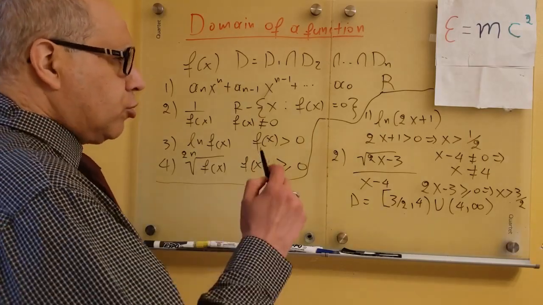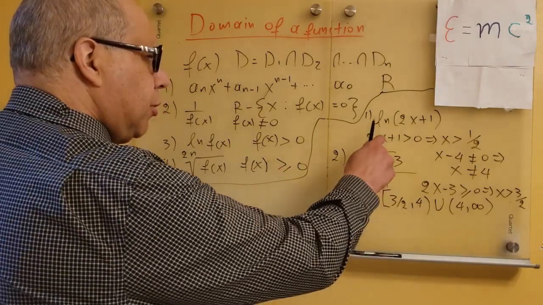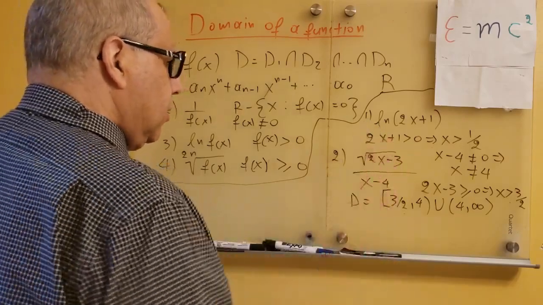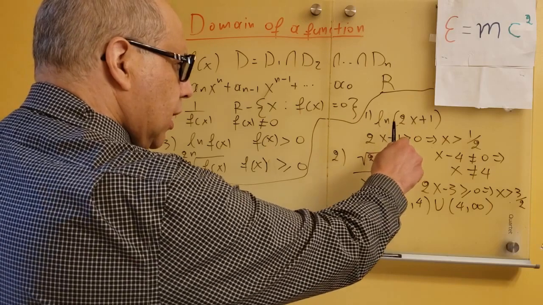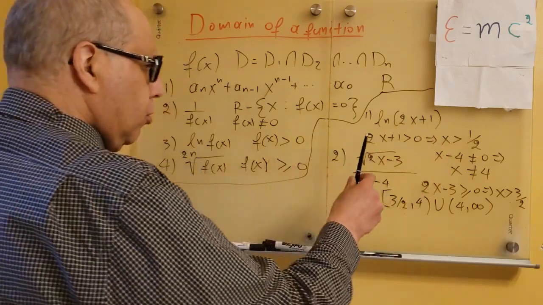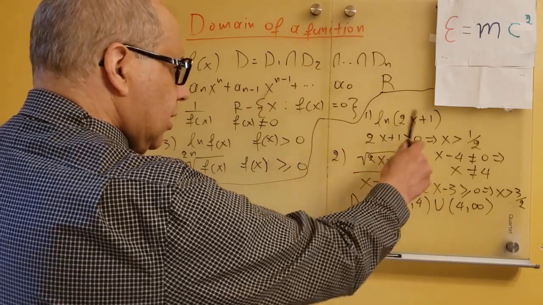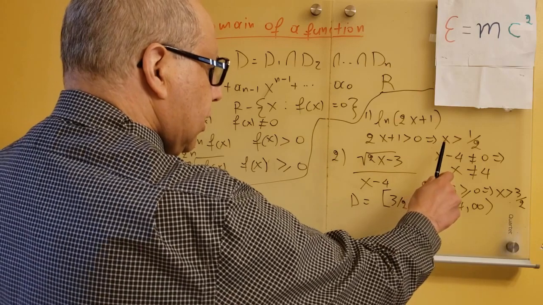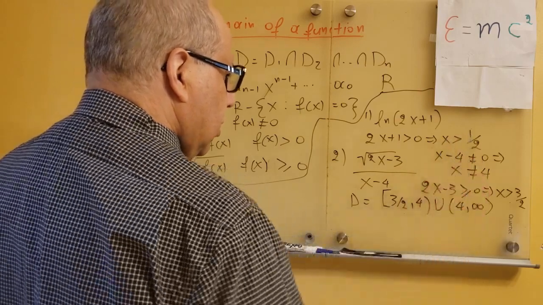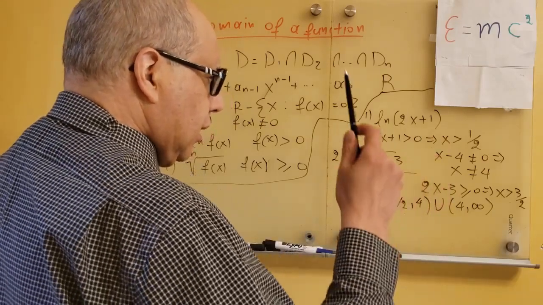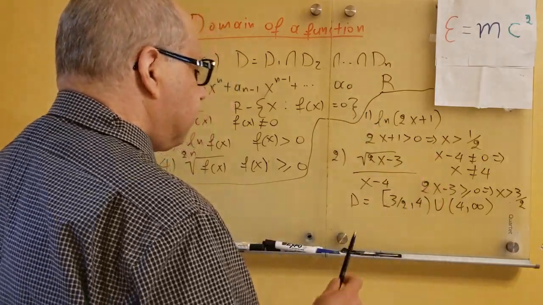Now, let's do a couple of examples. Example number 1 is to find the domain of the function ln(2x + 1). So what do we do? Whatever is in the brackets has to be greater than 0. If you solve this, that means x has to be greater than 1/2. So the domain of this function is all the real numbers greater than 1/2.